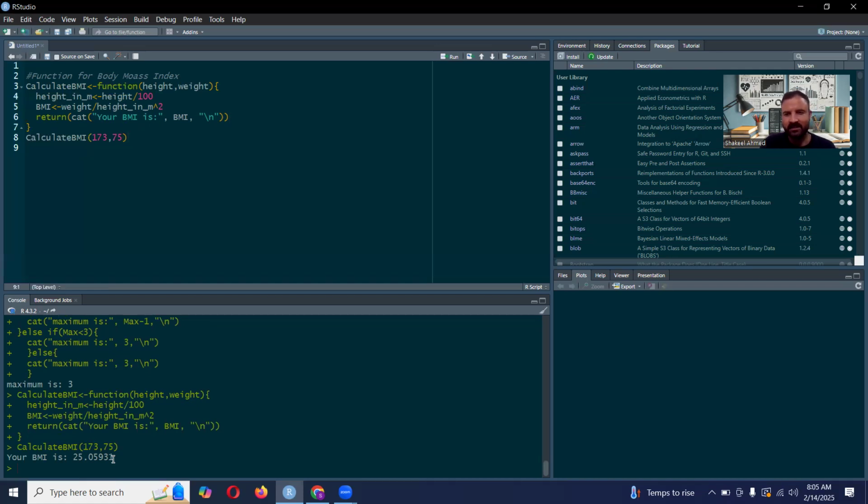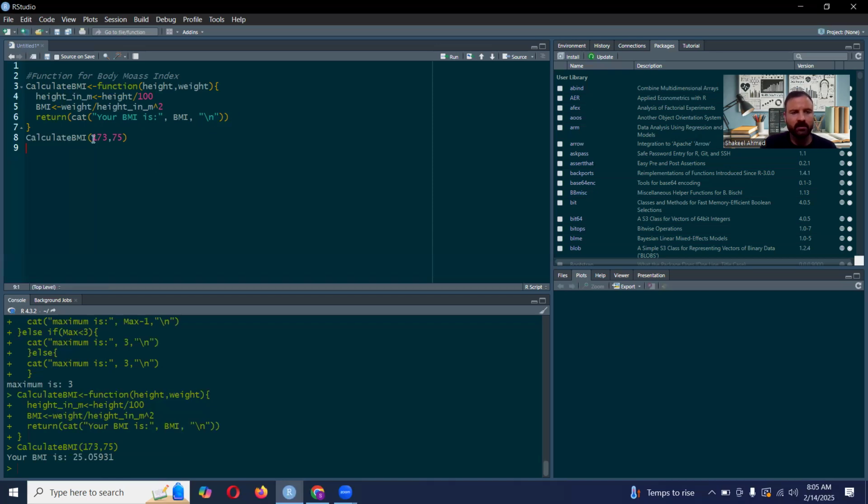Basically, a BMI between 18 and 25 is normal, 25 to 29 is overweight, above 29 is obese, and below 18 is underweight. So if you want to find the different categories, then we can use the if command.